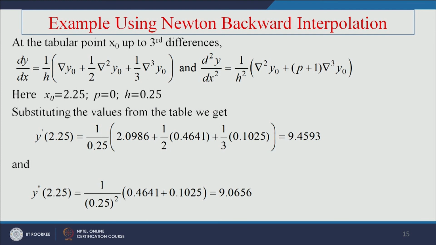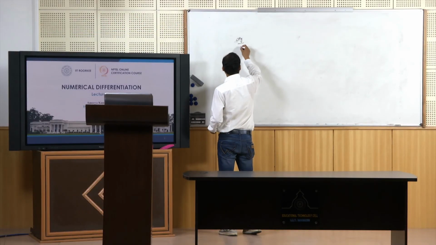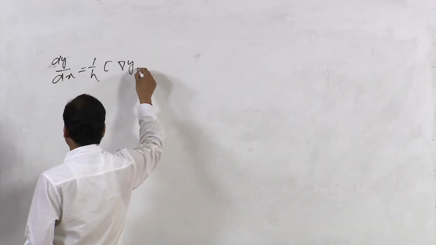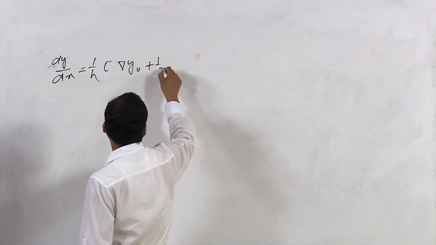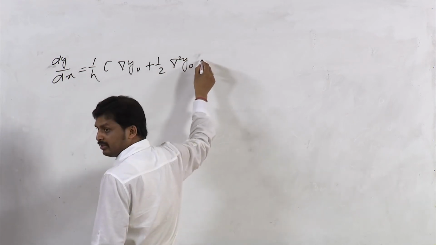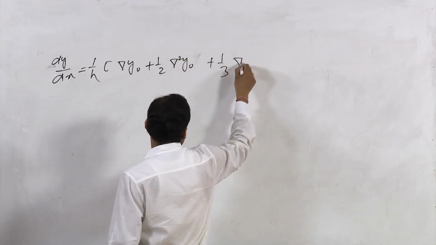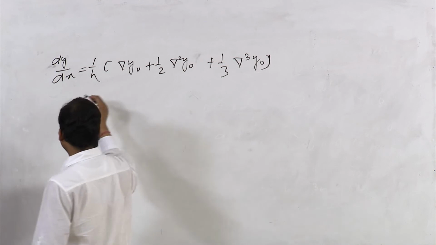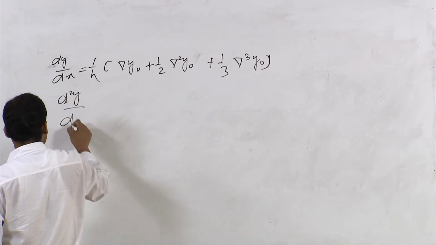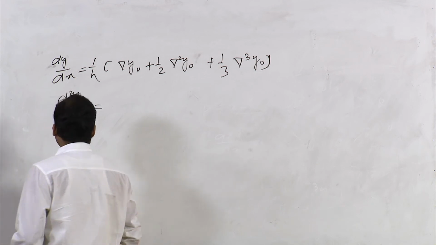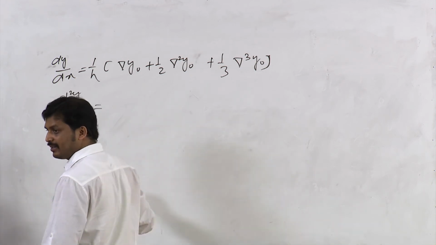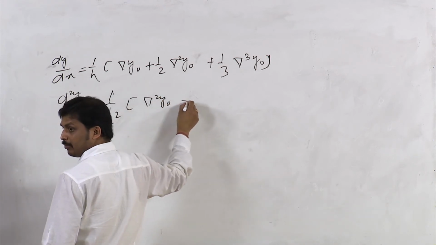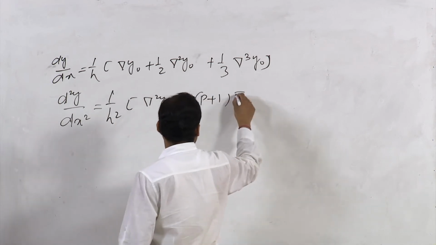Up to third differences, this formula can be written as dy by dx equals 1 by h nabla of y0 plus half nabla square of y0 plus 1 by 3 nabla cube of y0. And similarly for second order differentiation, we can write it in Newton's backward difference formula up to third order terms as 1 by h square, nabla square of y0 plus (p plus 1) nabla cube of y0.